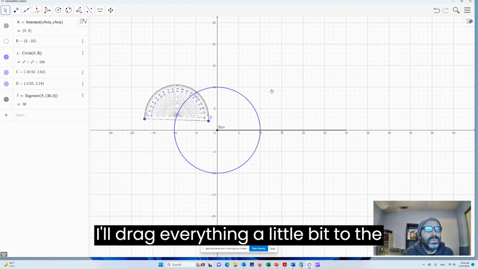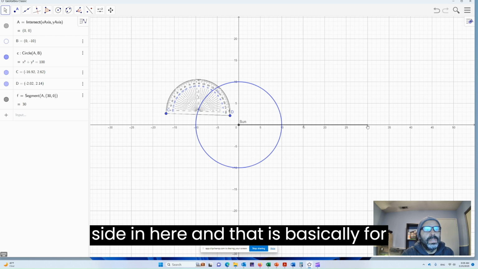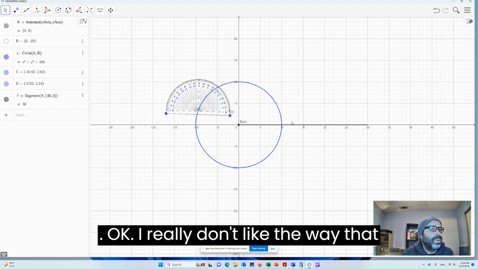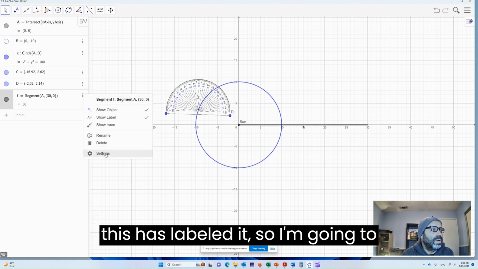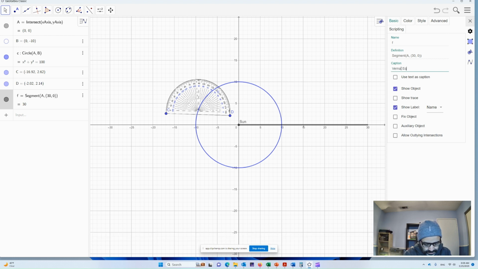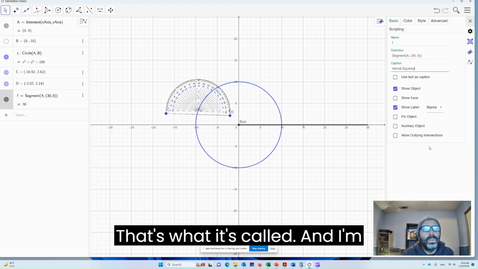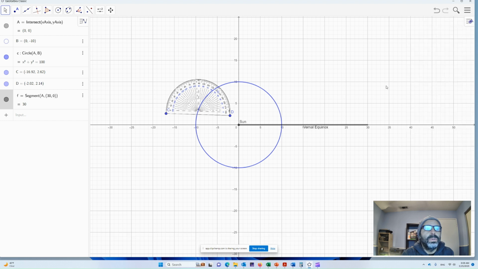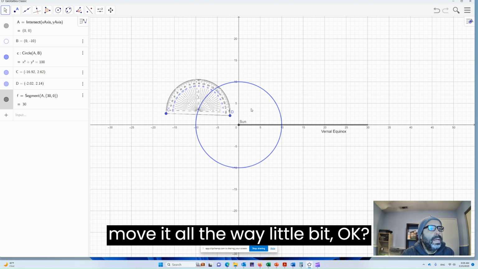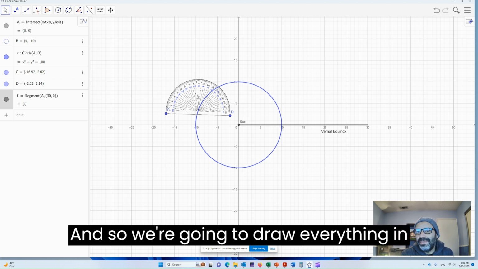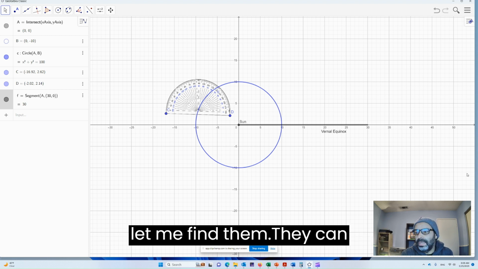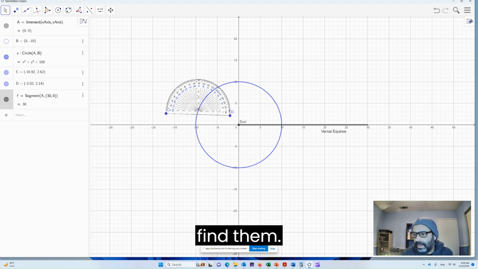So I'm going to drag everything a little bit to the side in here. For your case, you may drag it not too far, okay? I really don't like the way that this has labeled it, so I'm going to come in here and write its name. It's the vernal equinox. That's what it's called. And I'm going to take this vernal equinox and move it out of the way a little bit, okay? And so we're going to draw everything in reference to the vernal equinox. So if you look at the instructions in here, let me find them, if I can find them.